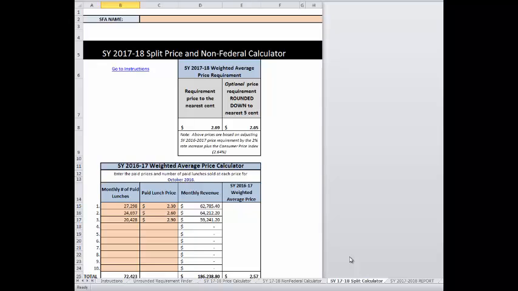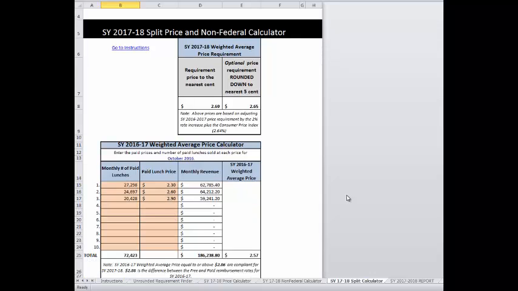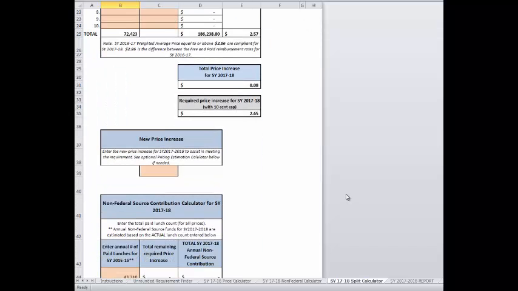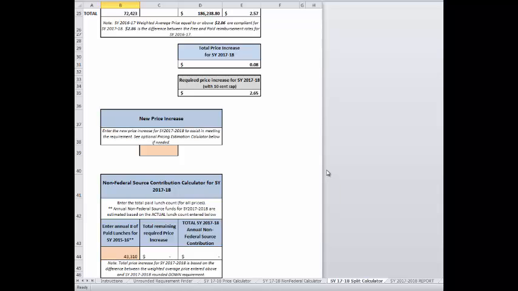Because when a sponsor decides to meet its PLE requirement through a combination of price increases and non-federal fund contributions, we call that a split. And on this tab, you can see it starts out with much of the same information that we saw on the price calculator tab. Here's the weighted average price requirement for the upcoming year, the price calculator box. If we scroll down a little bit more, we see a box titled New Price Increase.